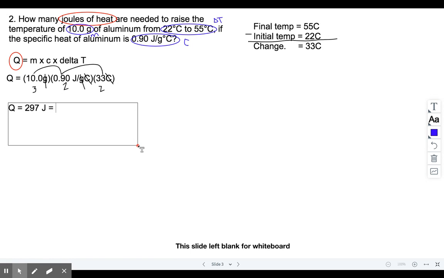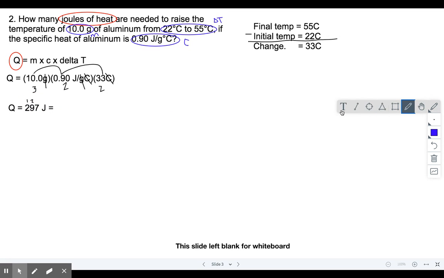But my answer needs to be only in 2 significant figures. So if I look at my significant figures, okay, my first one was 2, and my second one is 9. And the number behind 9 is a 7. So that means I need to round up. And I have to round up drastically. So my final answer is 300 joules of heat.